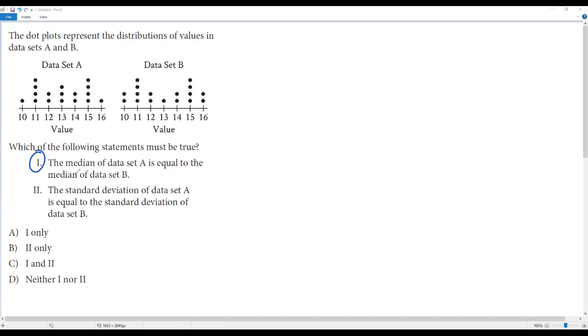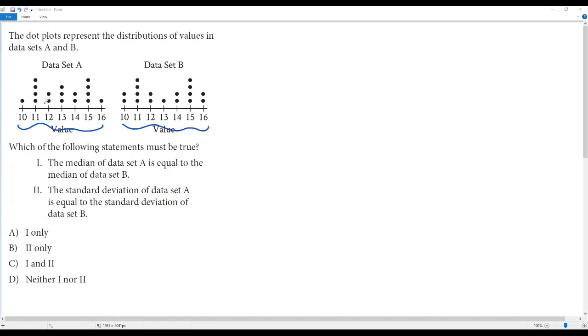In the first statement, we have the median of a dataset. We know that median is a positional value of a dataset. Whenever I want to find the median of a dataset, first I have to make sure the values in the dataset are arranged from least to greatest. Here, in both datasets A and B, the values are arranged from least to greatest.